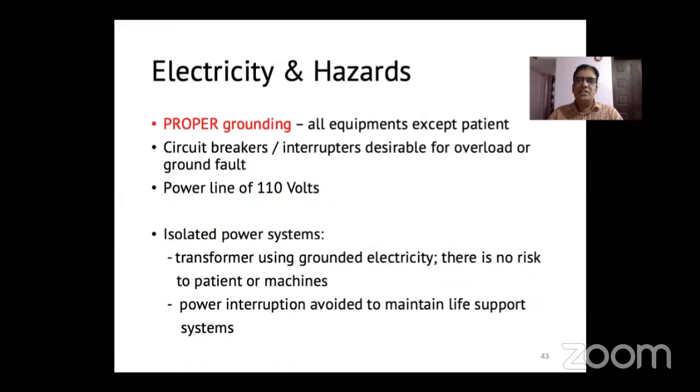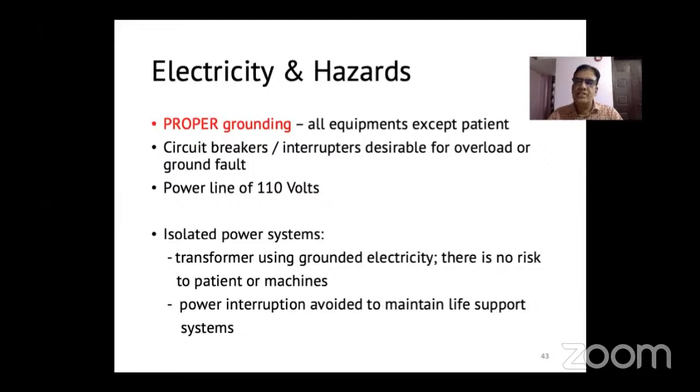Electricity hazards in the operation theater. Generally, proper grounding of all the requirements is needed as part of safety measure, except the patient, because he is the one who is going to be operated upon. Circuit breakers are desirable to avoid overload and ground fault. Generally, power lines used inside the operation theater are about 110 volts. There could be isolated power systems wherein a transformer can be used to ground electricity so that there is no risk to the patient and the machines.